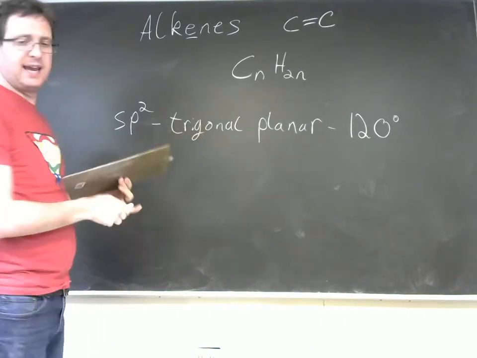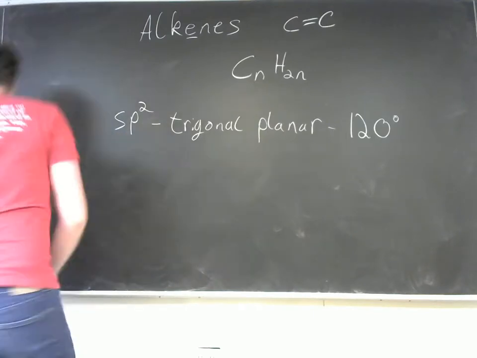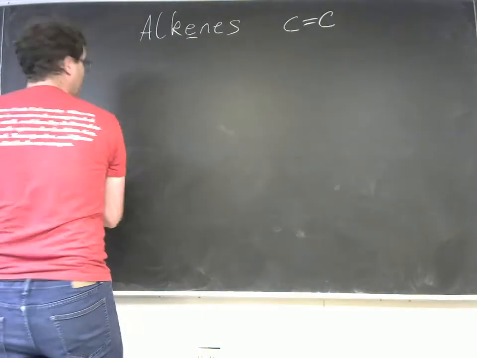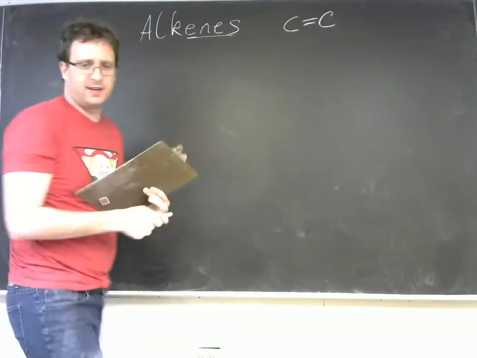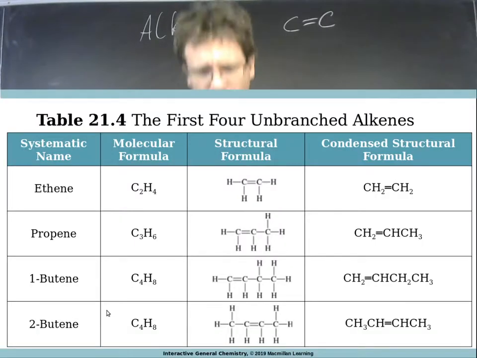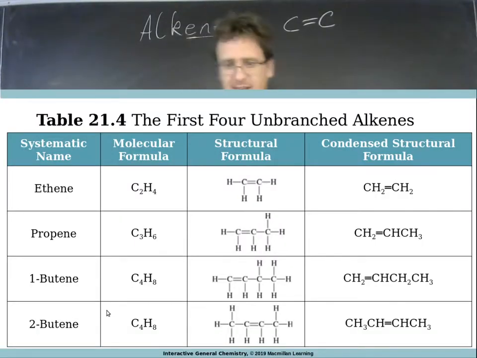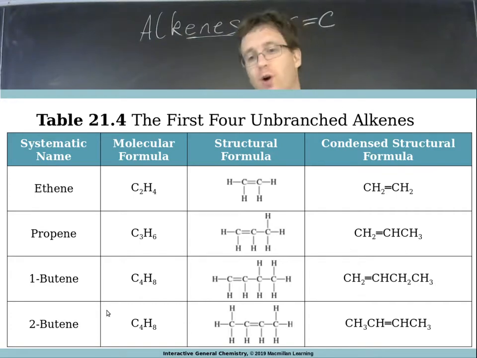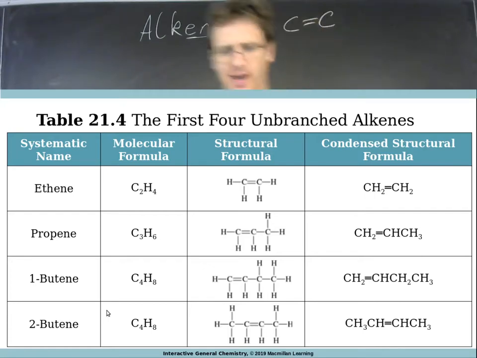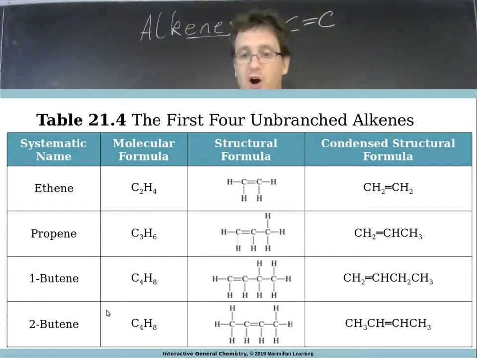Alkenes are named just like the alkanes, but with ene at the end of the name. So let me put up some examples. Ethene here, C2H4, is just 2 carbons double bonded. Ethane was 2 carbons single bonded. Propene, C3H6, is 3 carbons with a double bond between 2 of them.